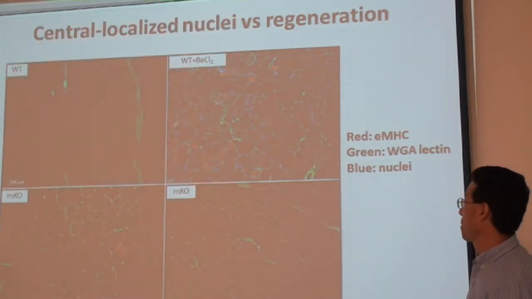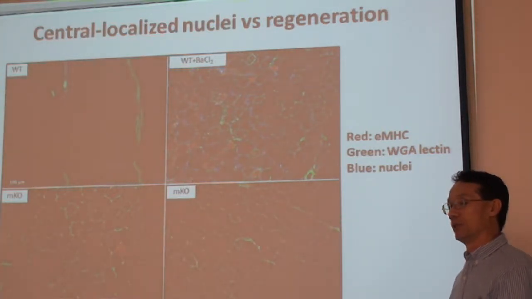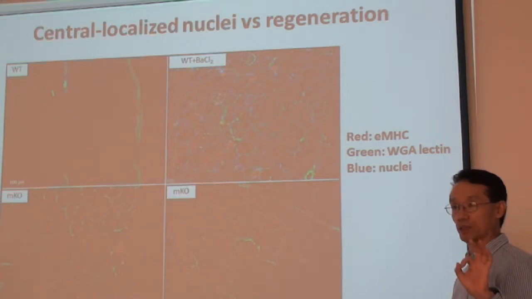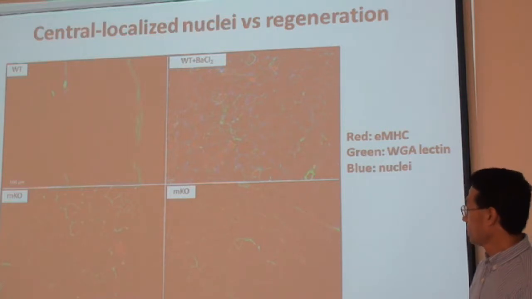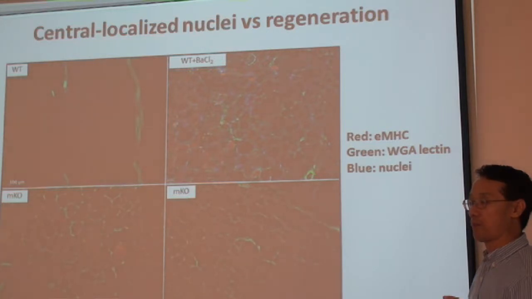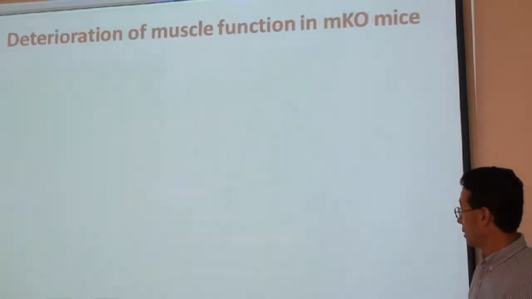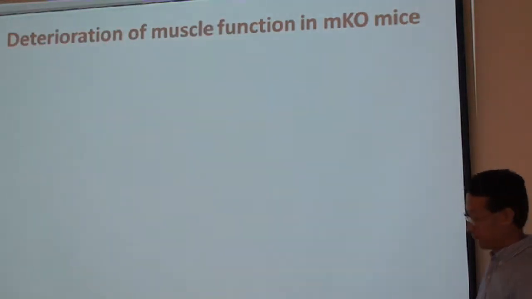So initially I thought this may be due to dysfunctional differentiation. Because of the loss of SOD1, some kind of damage to the signaling stops the differentiation of the fiber, so the nuclei can stay in the center. So this type of fiber may have abnormal function compared to the normal differentiated fibers. So next we'll look at the muscle function.